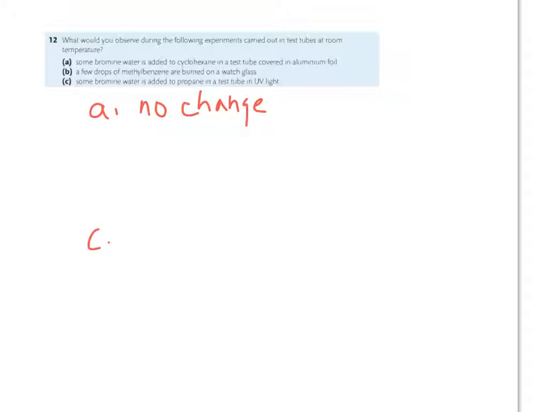C is kind of the opposite of it then. Now I've got bromine water added to propane in a test tube in UV light, and the UV light is the catalyst to get this going. So the bromine is going to be split by the UV light, and then that's going to start the initiation, the propagation, termination. So the bromine is going to become part of the propane and form a halogenoalkane. So I would expect the bromine water to lose its color because the bromine is going to become part of the halogenoalkane.